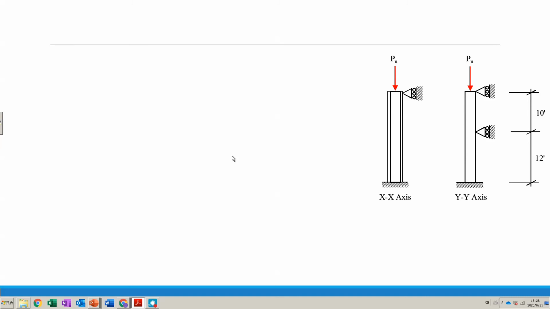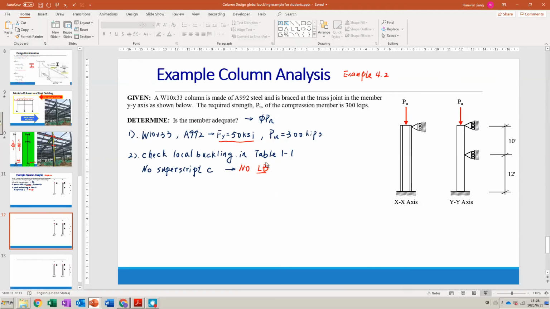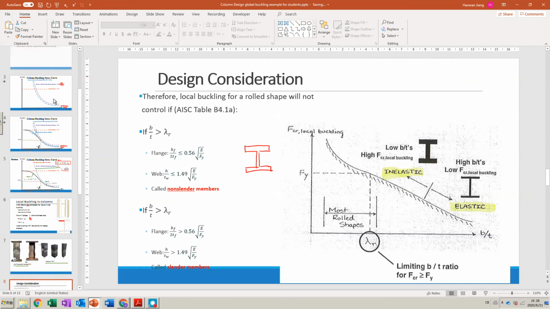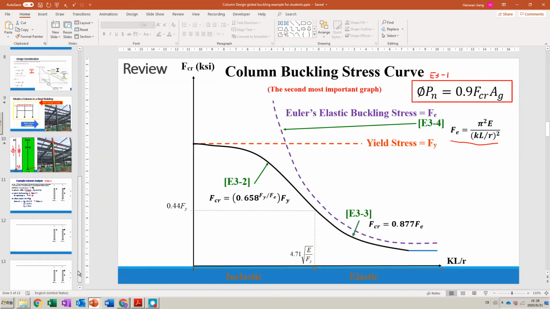Okay, now we're going to go ahead and use slide number 5 to find out Fcr and phi Pn. So the next step is to find phi Pn.